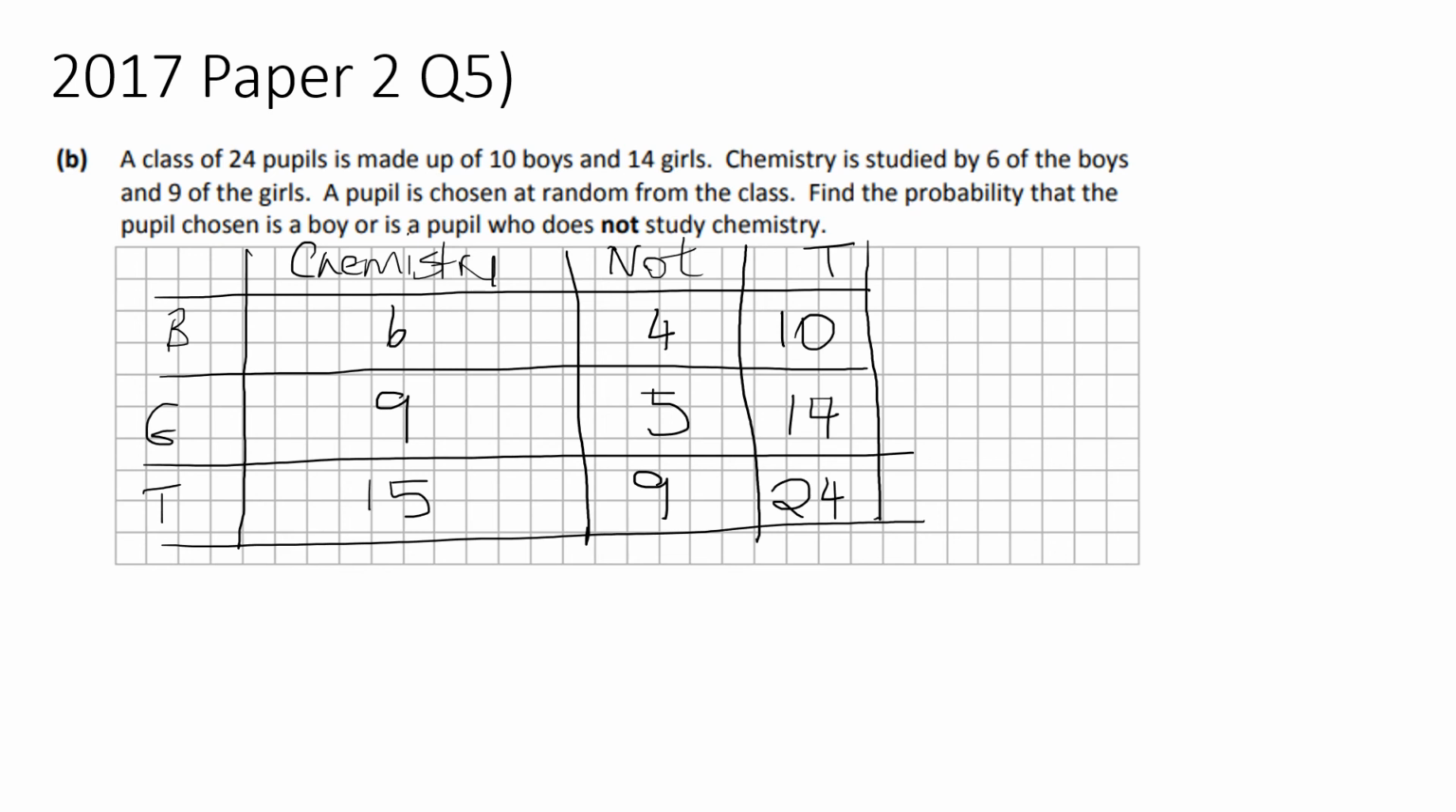So they're asking you to find the probability that the pupil chosen is a boy. So we have a boy, so we have 10 out of 24. And then we have or is a pupil who does not study chemistry. So we have 9 of them who don't study chemistry. We already counted 4 of these boys, so we're just going to add the 5 out of 24, and that gives us 15 over 24. They're both divisible by 3, so that will give you 5 over 8 if you simplify it. That is worth 5 marks as well.